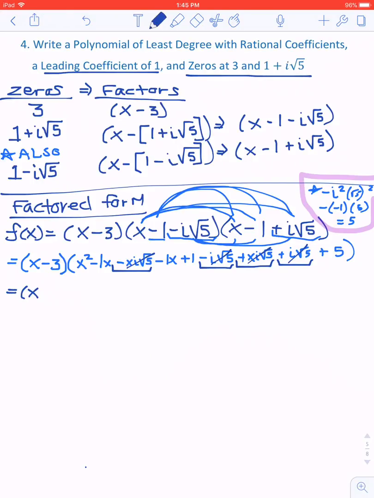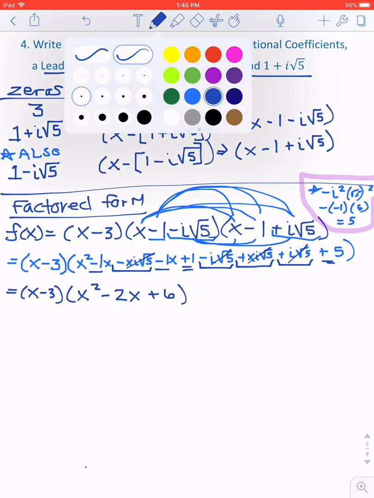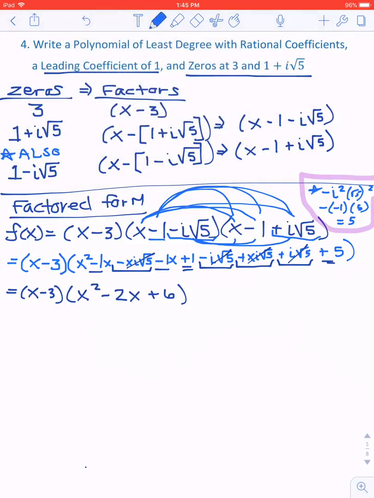Okay, so you should have x minus 3, and you should be left with x squared minus 2x plus 6. So it should get really long, then get really short. Are you done? Unfortunately not. Right, continue to distribute.